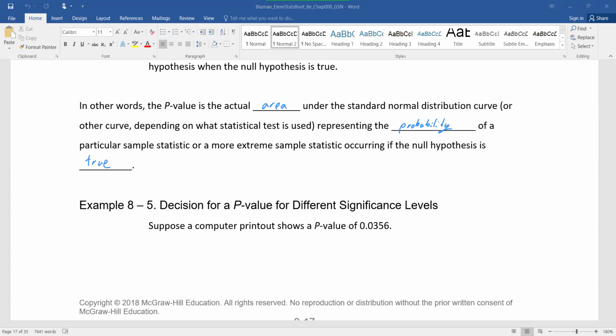All right. So it looks like it gives an example, but did it do it for you? Darn it. The next one doesn't. Okay, so let's walk through it. So in this one, example 5, it says decision for a p-value for different significance levels. Suppose a computer printout shows a p-value of 0.0356. So again, that's the probability of landing on the mean.